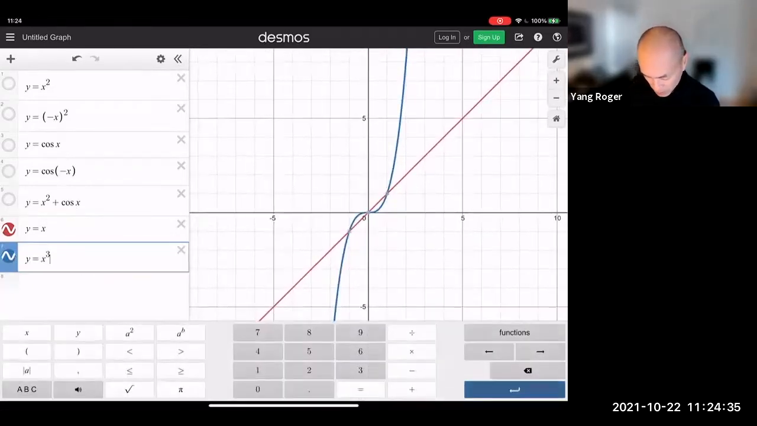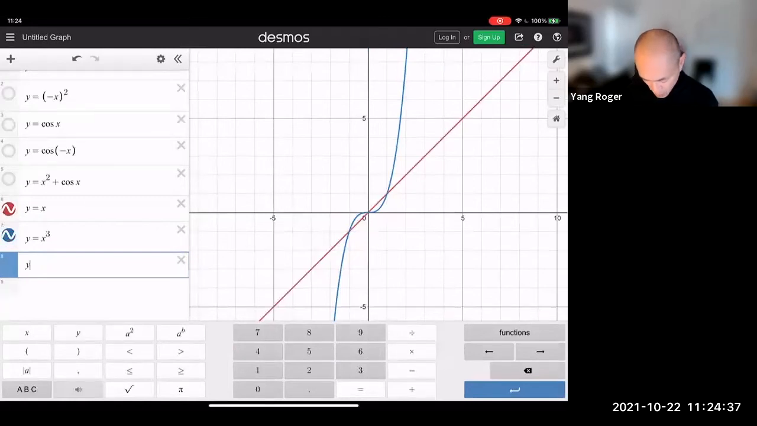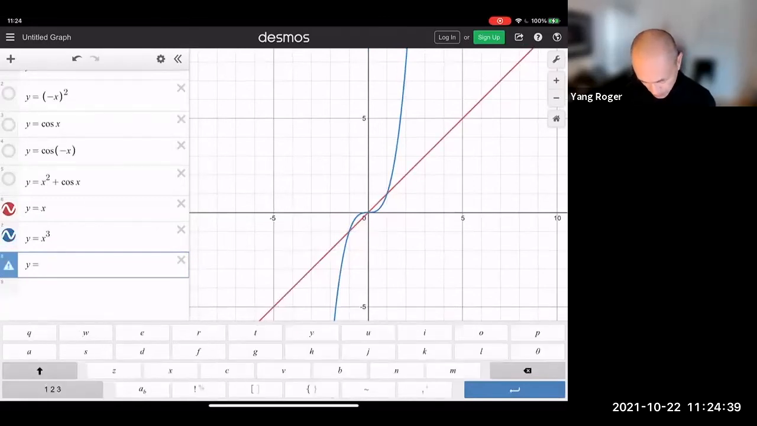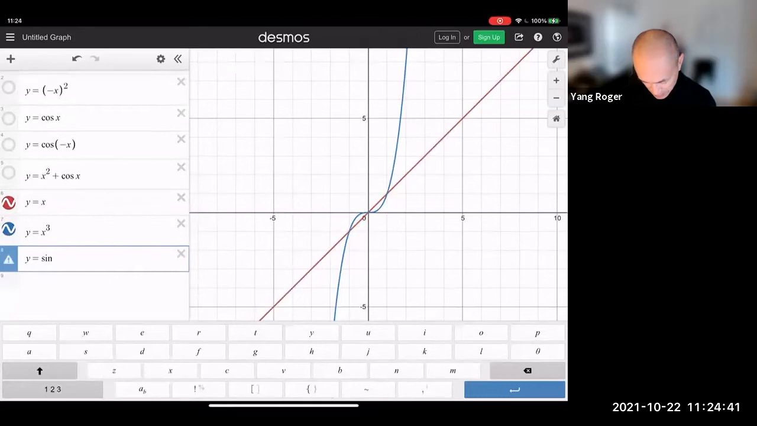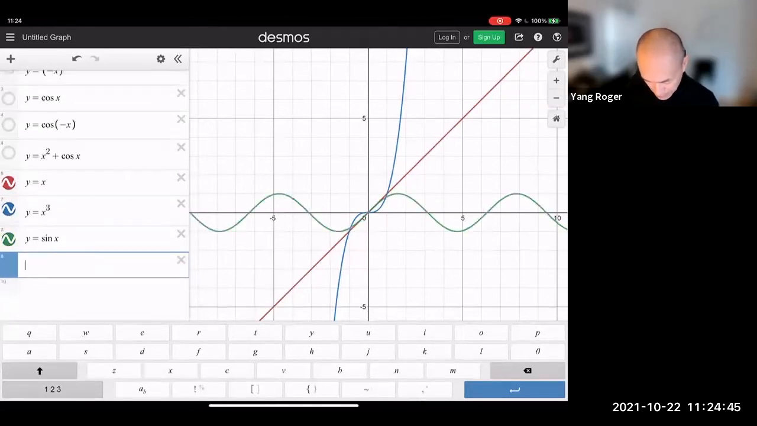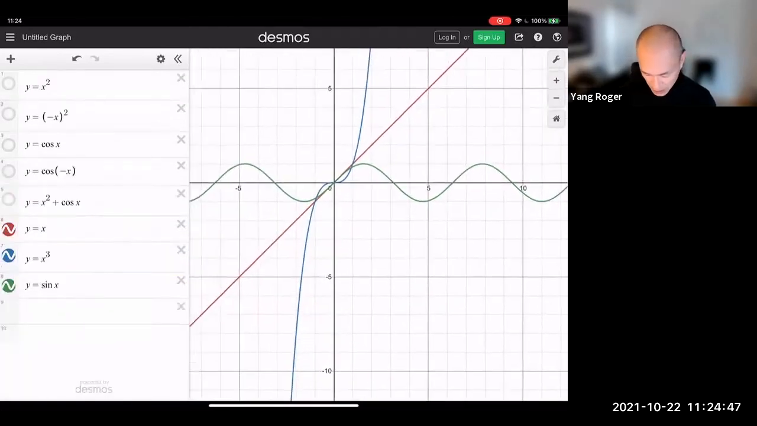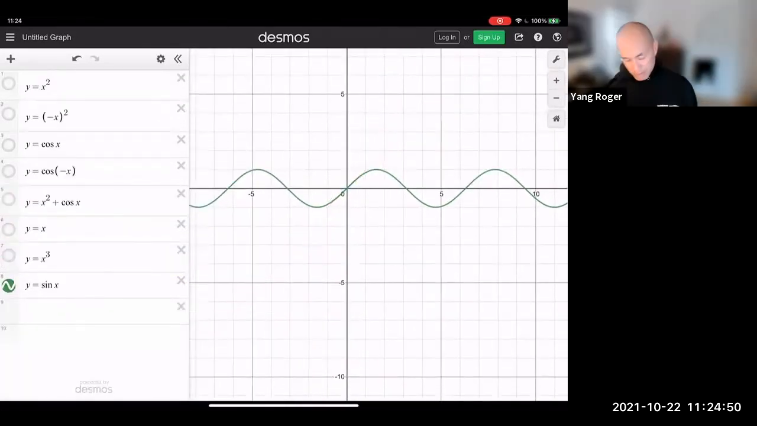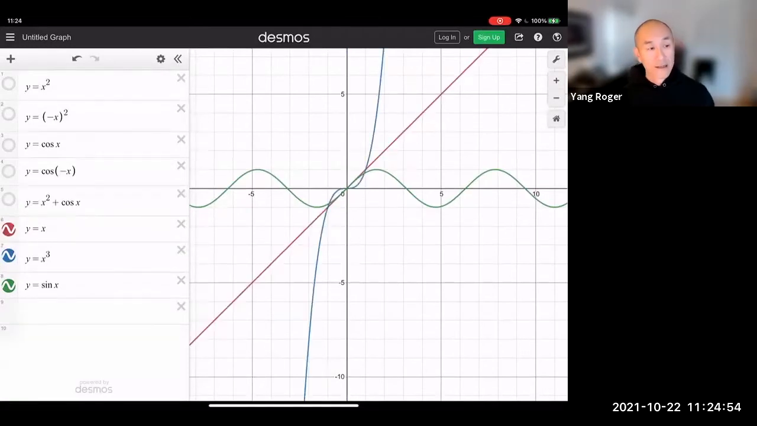I'll show you one more famous odd graph. Y equal to sine of x. So cosine is even and sine is odd. And this is another example of an odd function. So you can see that there. Okay. So these are all examples of odd functions. And I think let's work with x cubed for a second.